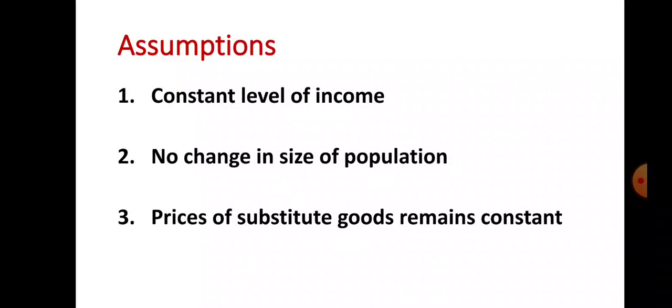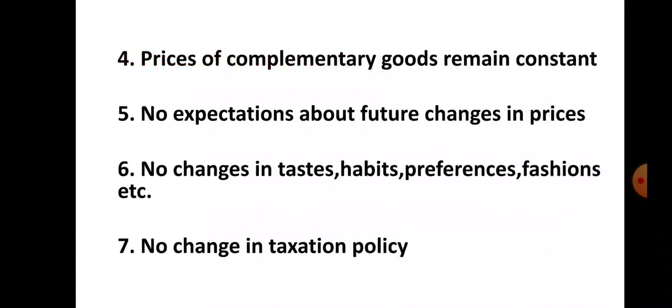Let us see the third assumption. Prices of substitute goods remain constant. What do you understand by substitute goods? Substitute goods are those goods which are competing with each other on the basis of their prices. So prices of substitute goods remain constant. That is also an important assumption under the law of demand. Let us see the next assumption under the law of demand. Prices of complementary goods remain constant.